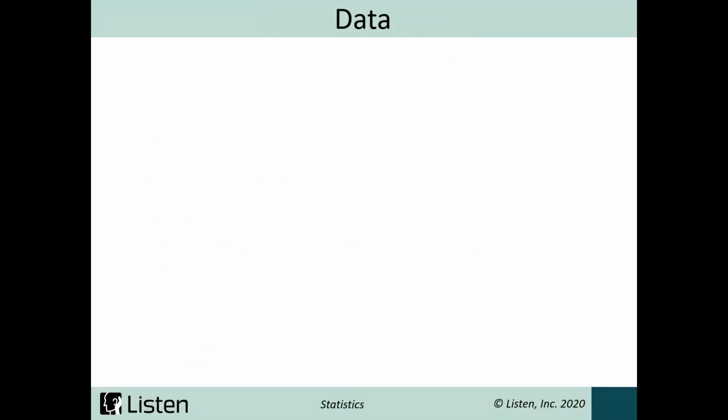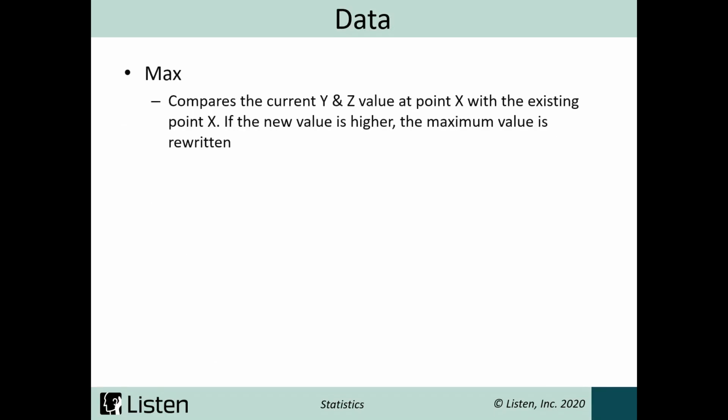When we run statistics on data, we have a couple of options. If we select max, SoundCheck will compare the current y and z value at point x with the existing point x. If the new value is higher, the maximum value is overwritten. For example, if I have at 1000 Hz, 90 dB. The next run, I get 93 dB, that will overwrite 90 dB, my maximum is 93. If the next run is 92, that's not greater than 93, so 93 is still my max.